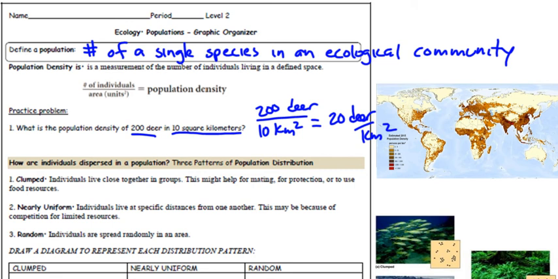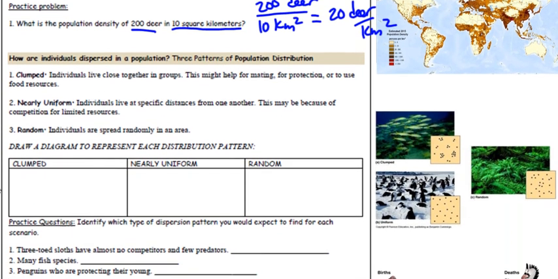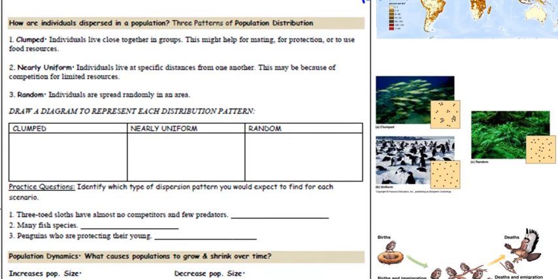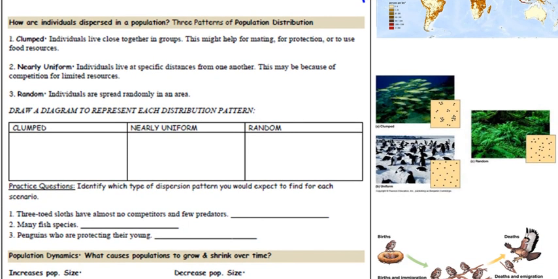Now with populations, we also have dispersion patterns. So how populations are distributed. You have clumped, basically uniform or nearly uniform, and random. Now clumped are going to be those that live together in groups. All your animals that live in herds. Nearly uniform, individuals that live at specific distances from one another. This could be a competition.